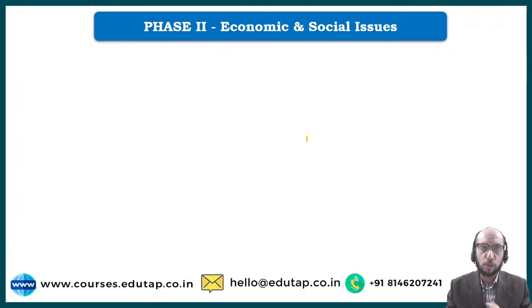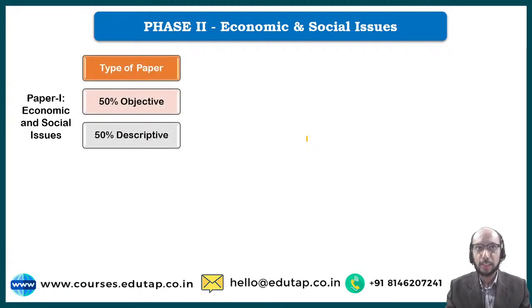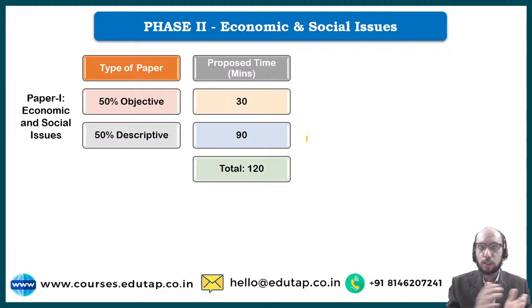Okay, let us talk about the basic scheme of examination. So we're talking about economic and social issues, right? This paper is going to comprise of 50% objective marks and 50% descriptive marks, right? For objective questions, you are going to be given 30 minutes of time. For descriptive questions, you're going to be given 90 minutes of time. Totally, there is going to be 120 minutes of time for this paper, right?